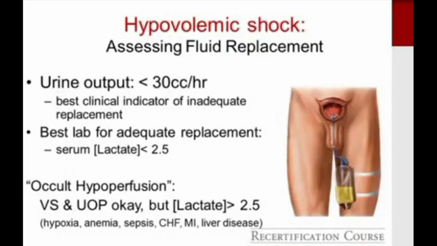If you want to assess fluid replacement, the urine output is a very good place to start. Any urine output less than 30 cc's per hour is a good clinical indicator of inadequate replacement. So it's important to get the urine output up to at least 30 cc's per hour.